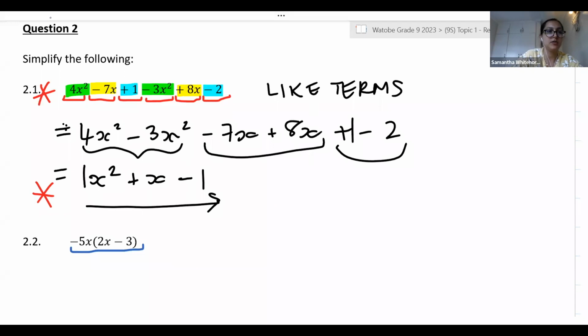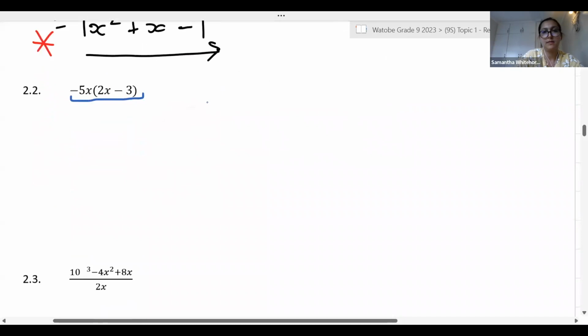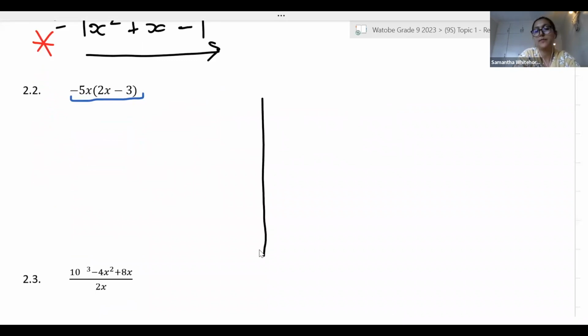I'm hoping everyone's got a screenshot. I'm just going to move this down. Okay, and as Nalisa has put on the chat, remember, we are multiplying x times x. So think about what happens when we do that.